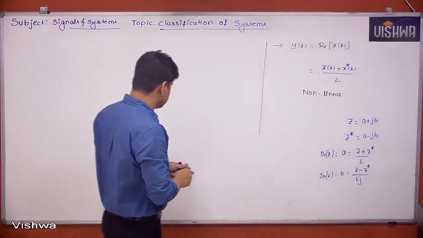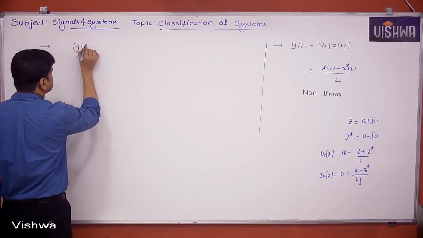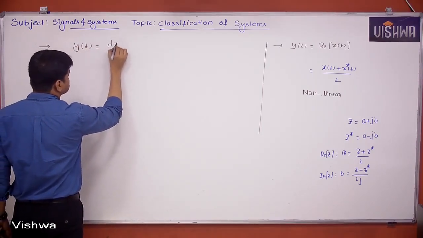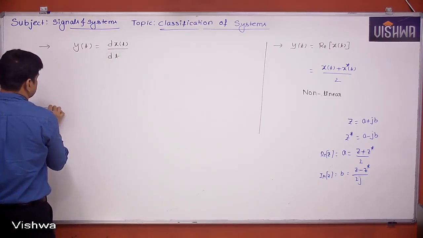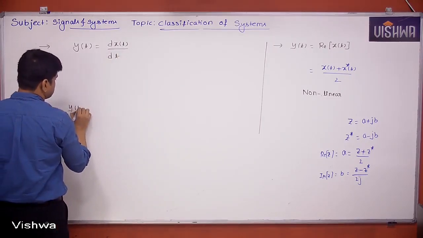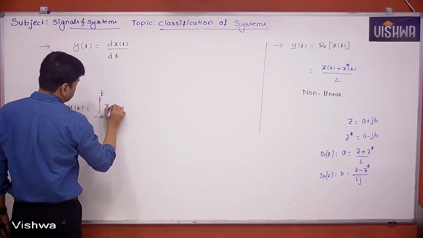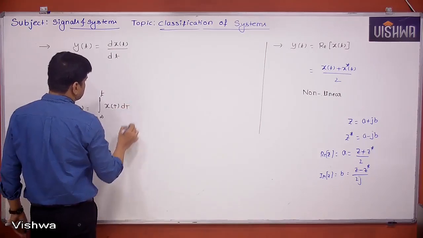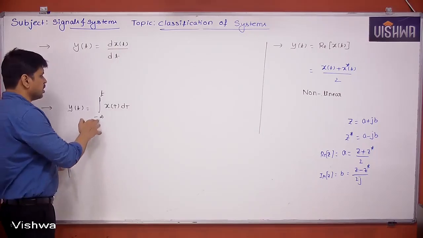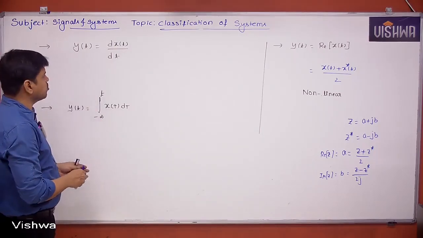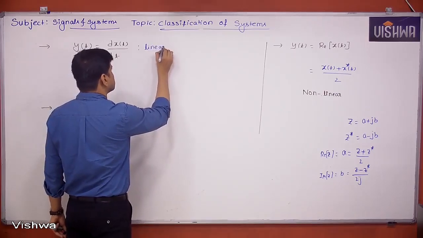Next, y of t is equal to dx of t by dt. Y of t is equal to integral from minus infinity to t of x of tau d tau. Whenever it is given first order differentiation or running integral of a signal, remember they are always linear. Otherwise you can see mathematically also they are going to be linear.